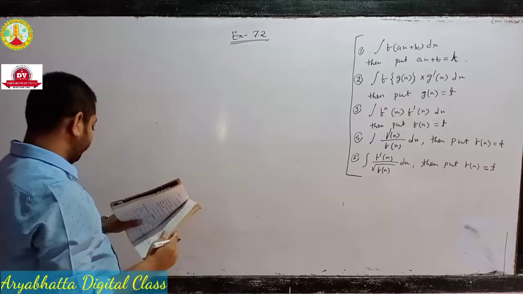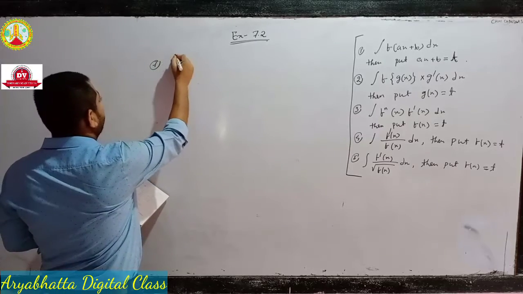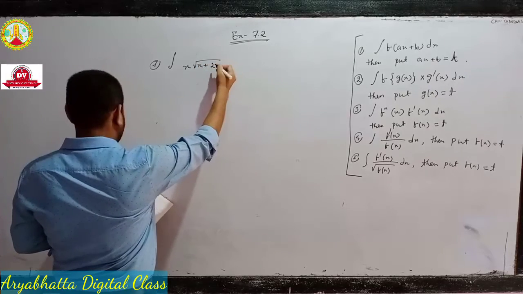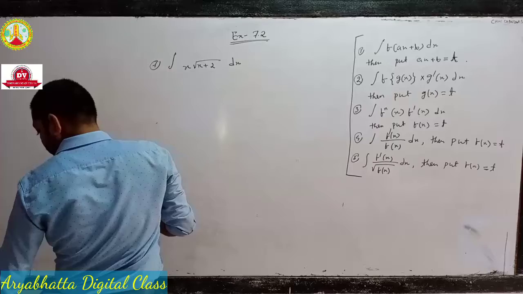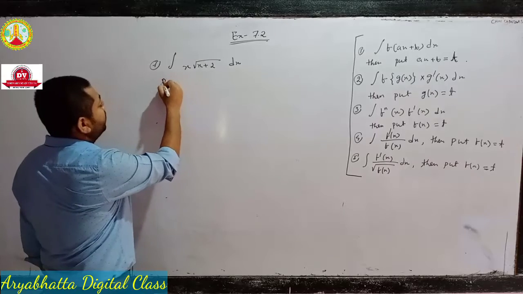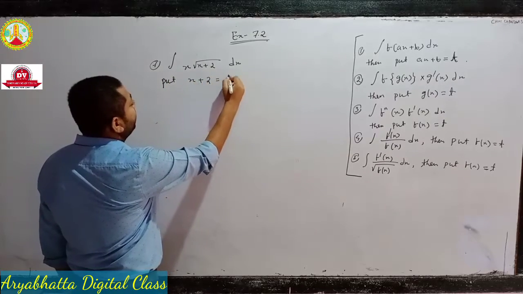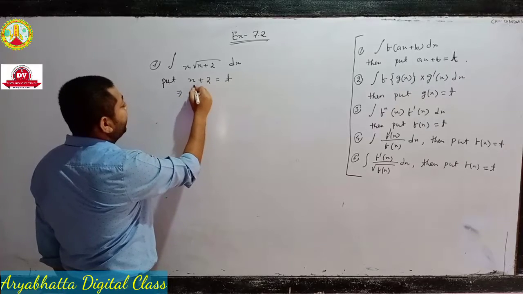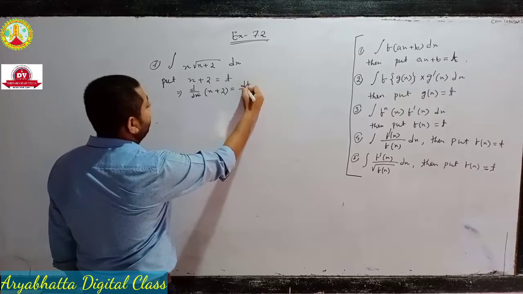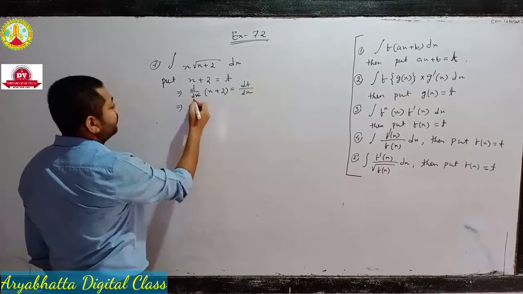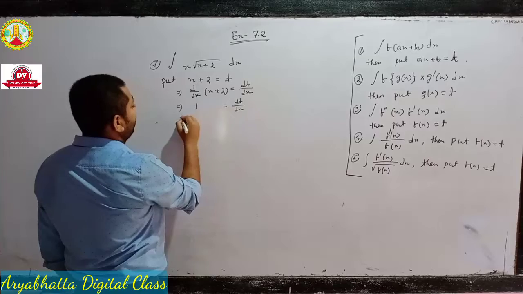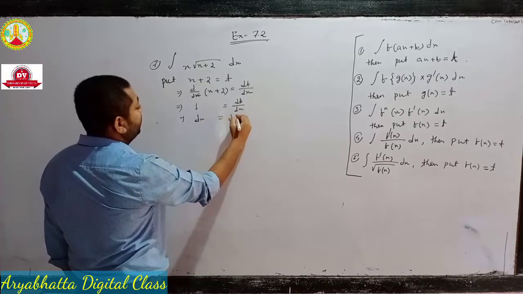Next, question number 7. Integration of x into root x plus 2 dx. Put x plus 2 equal to t. Differentiate both sides with respect to x. Then d by dx of (x plus 2) equals dt by dx. This implies d by dx of x is 1, d by dx of 2 is 0. Therefore 1 is equal to dt by dx, which implies dx equals dt.